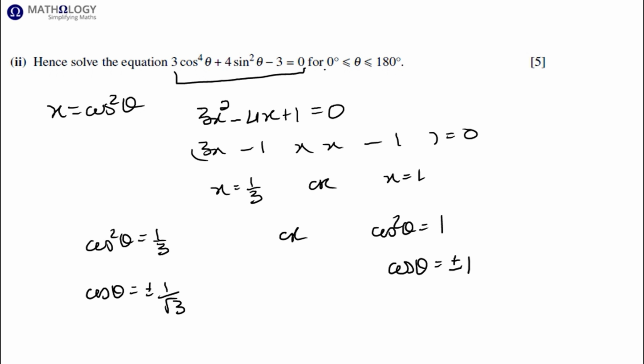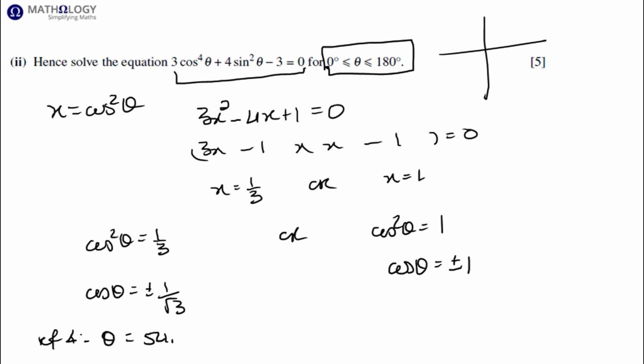Now the domain for which this equation is valid is theta between 0 and 180 degrees. So just looking at finding the reference angle for the first equation, theta equals 54.7 degrees. That's the reference angle for cos theta equals 1 over root 3. Now, we're looking in quadrant 1 and quadrant 2, because that was the domain given to us. So 54.7 degrees is in the first quadrant, that's the one solution, and the second solution is 180 minus 54.7.